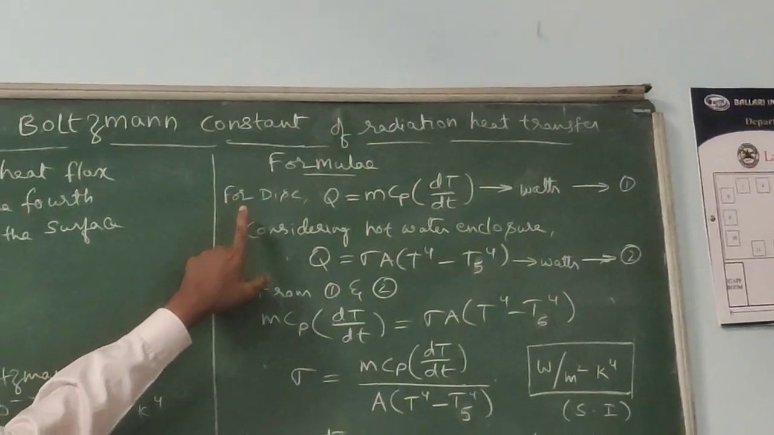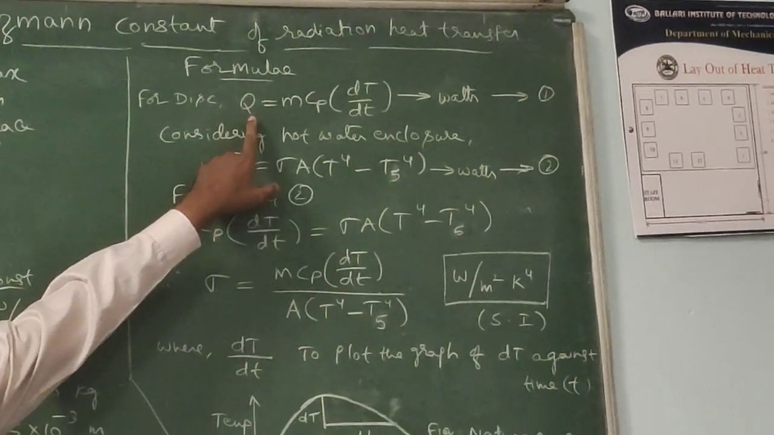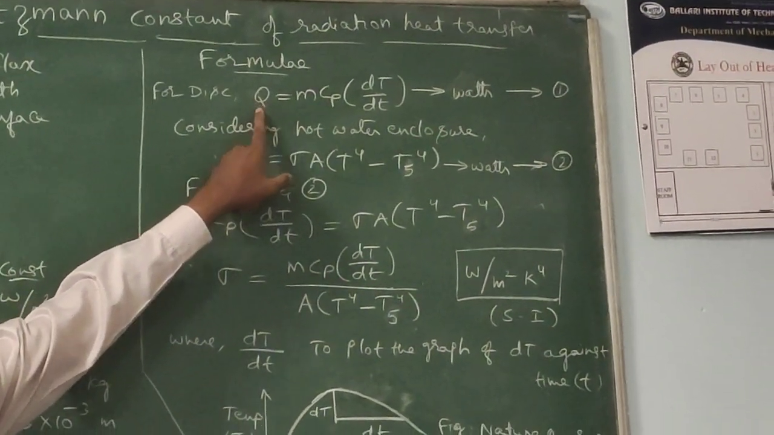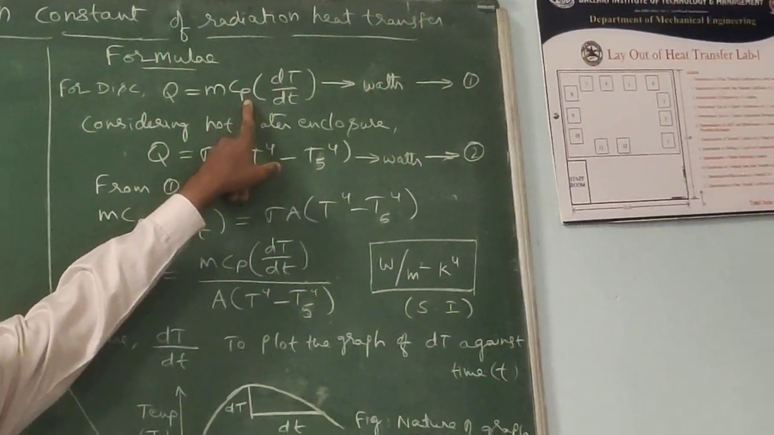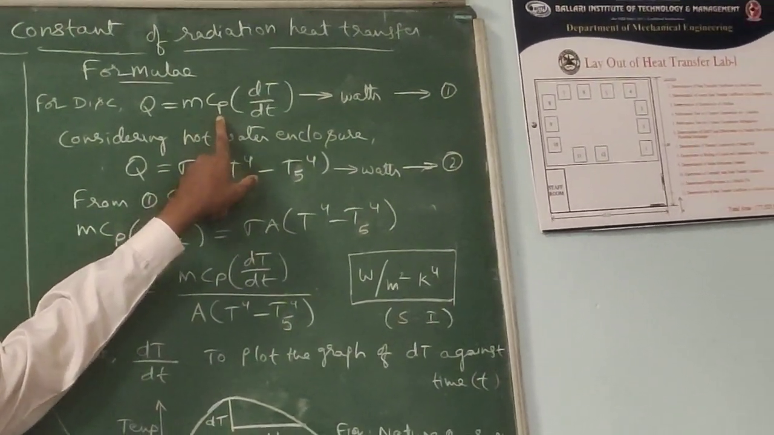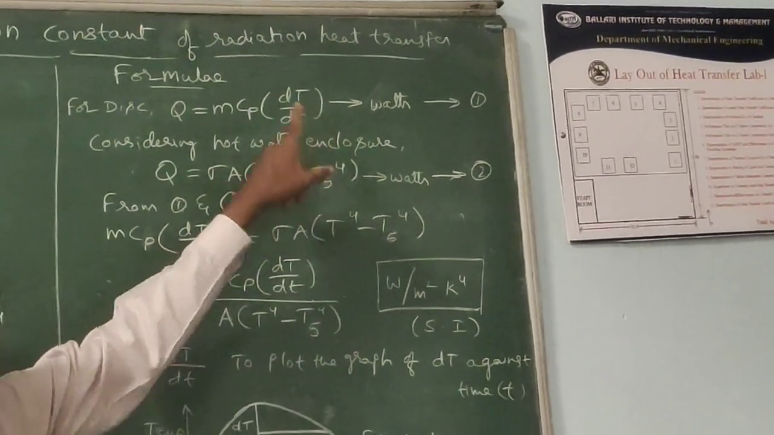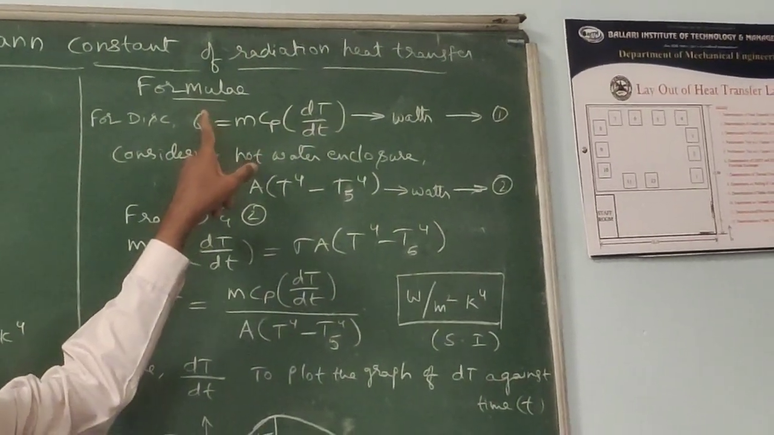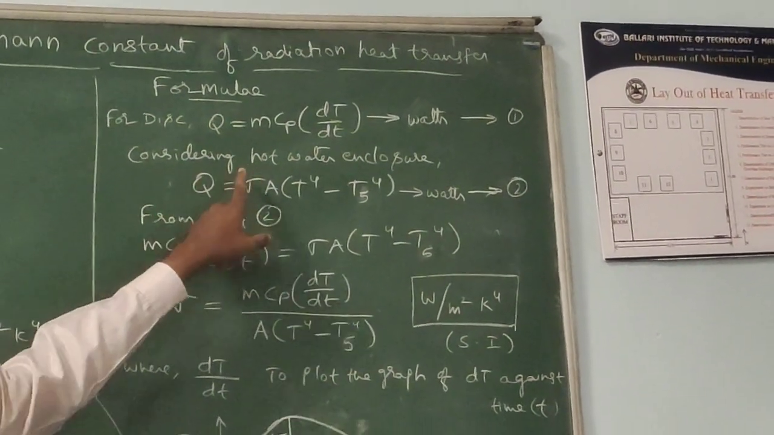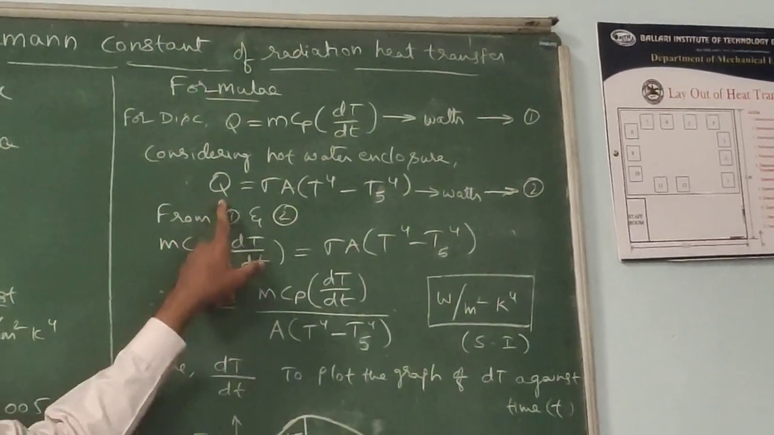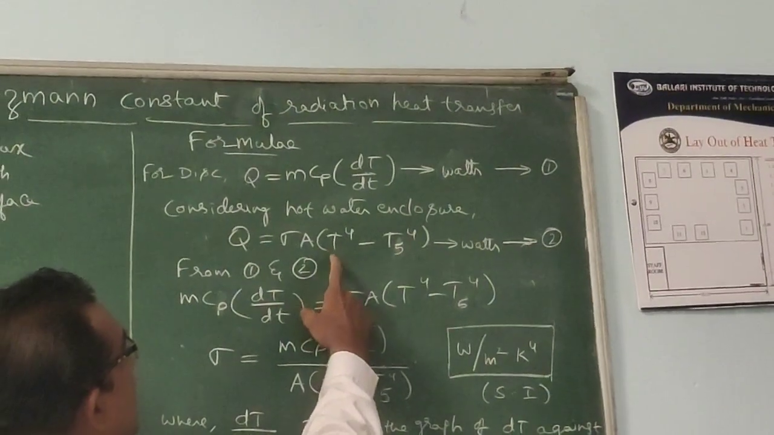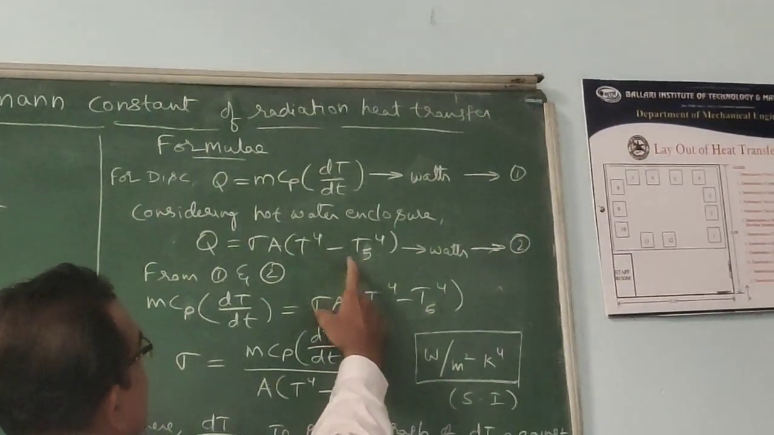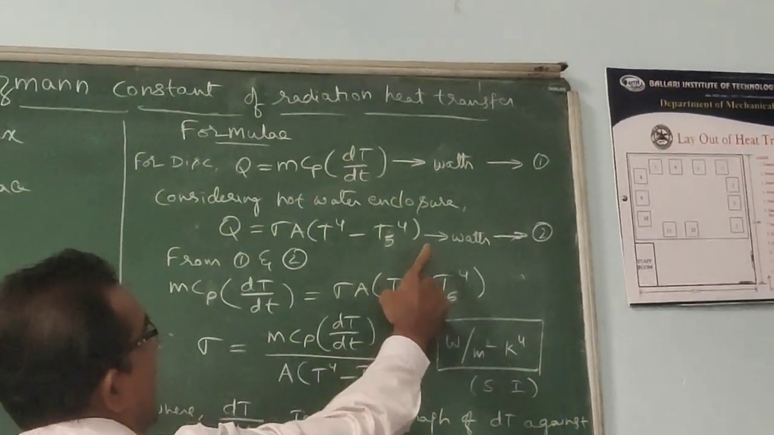Formula required. What are the formulas required? For the disk, we know that the rate of heat flow is given by Q is equal to m Cp dT by dt. This equation is in terms of watts, where Q is the rate of radiation heat flow. Considering the hot water enclosure, Q is equal to sigma A into the bracket of T power 4 minus T5 power 4. This is in terms of watts.